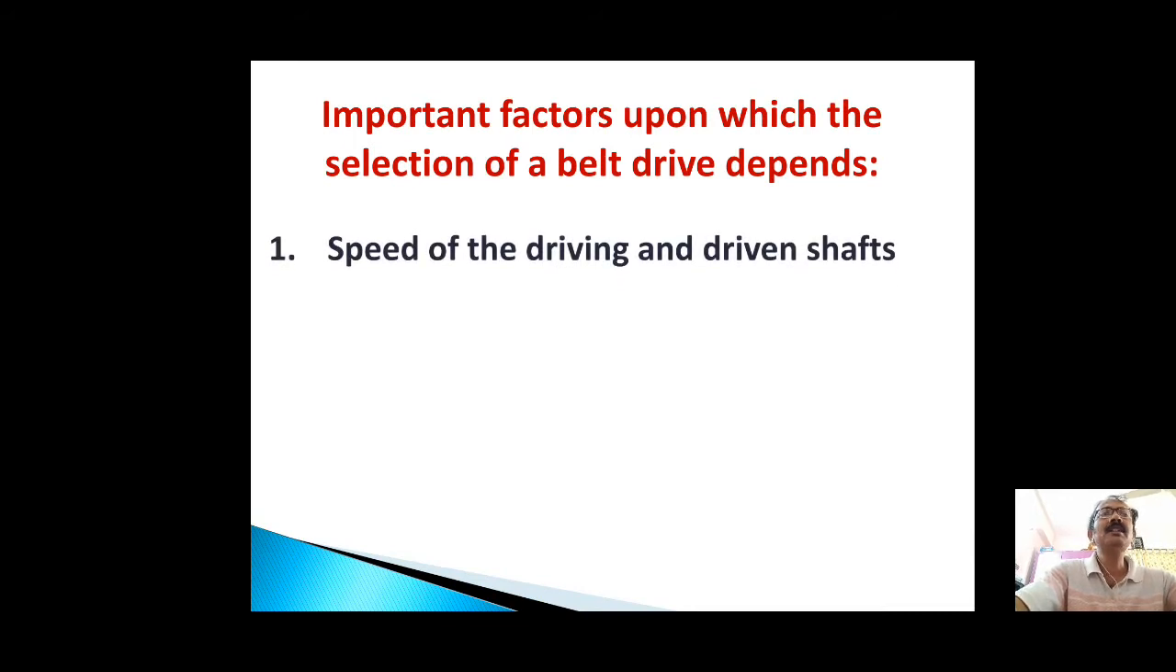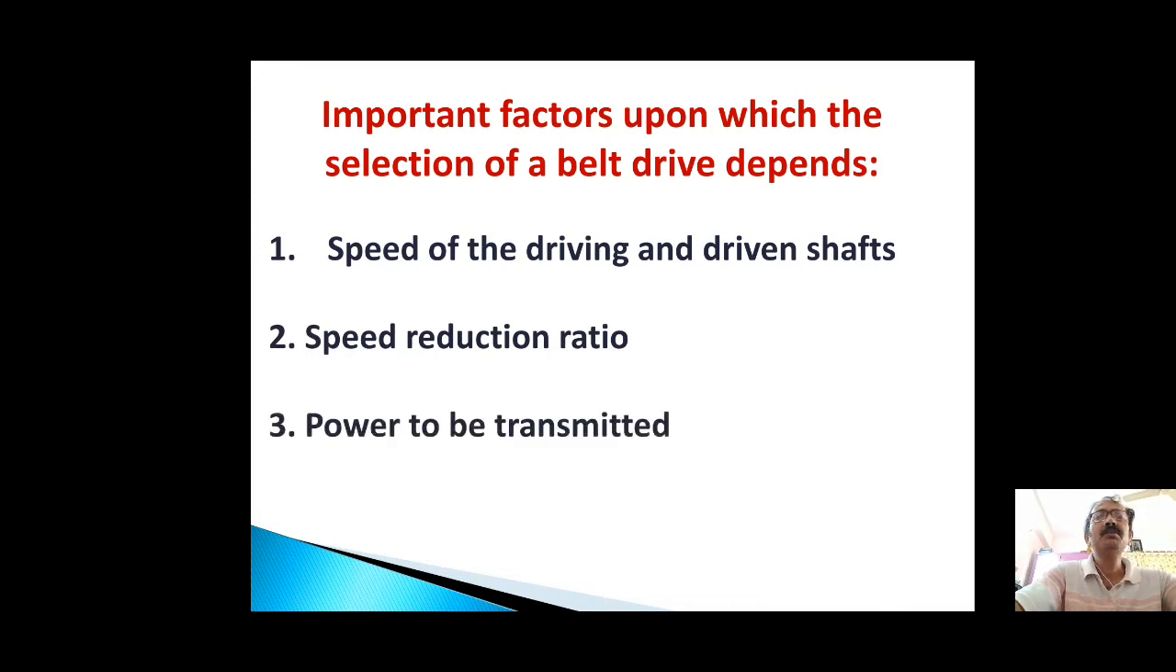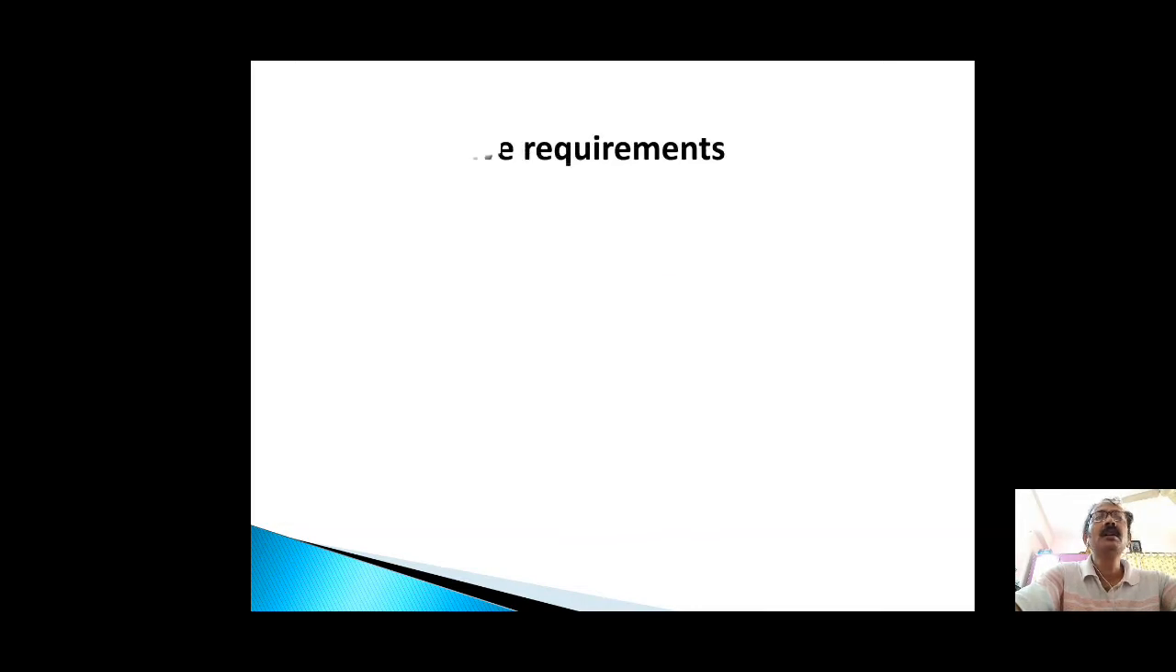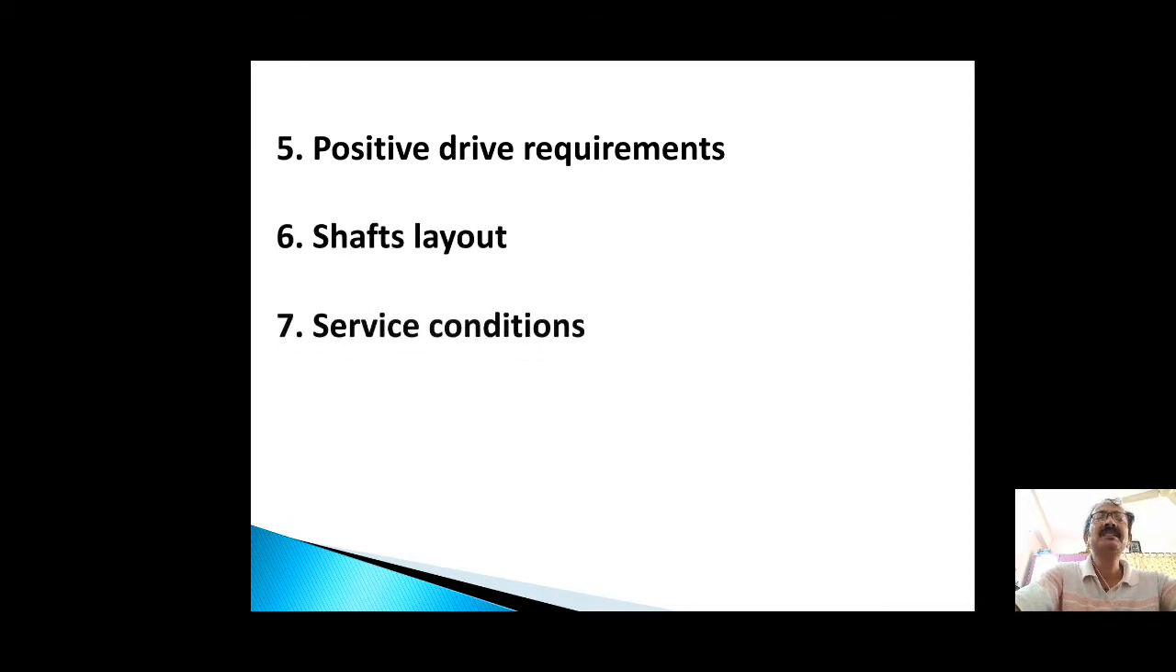The important factors upon which the selection of belt drive depends: number 1, speed of the driving and driven shaft; number 2, the speed reduction ratio; number 3, power to be transmitted; number 4, the center distance between the shafts; number 5, the positive drive requirements; number 6, the shaft layout; number 7, the service condition; number 8, available space.